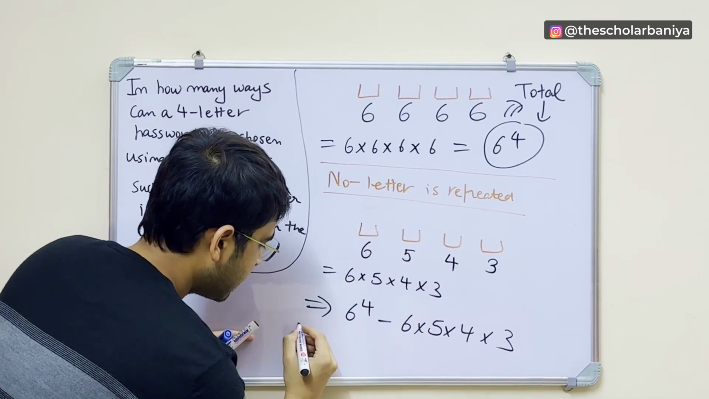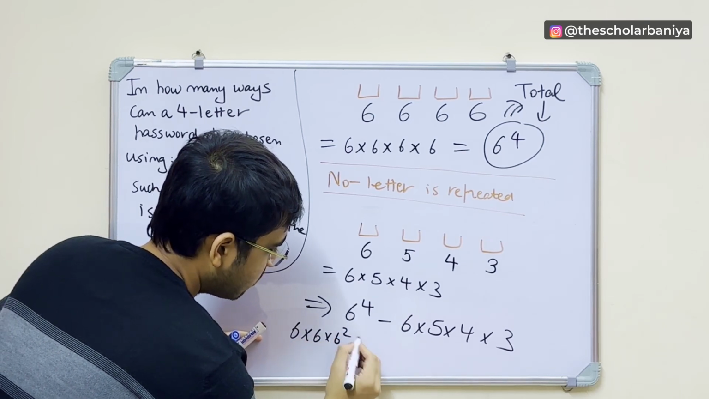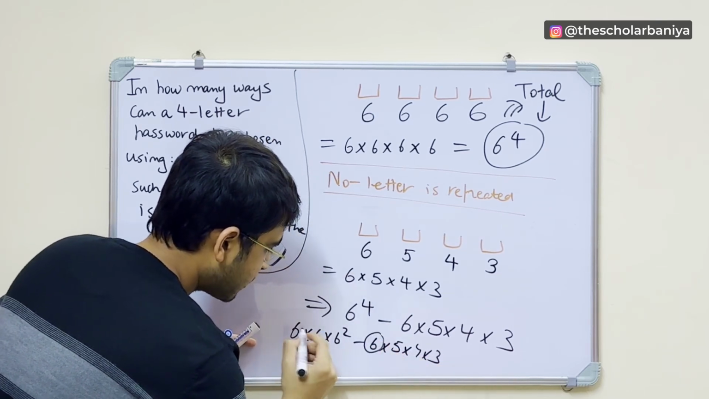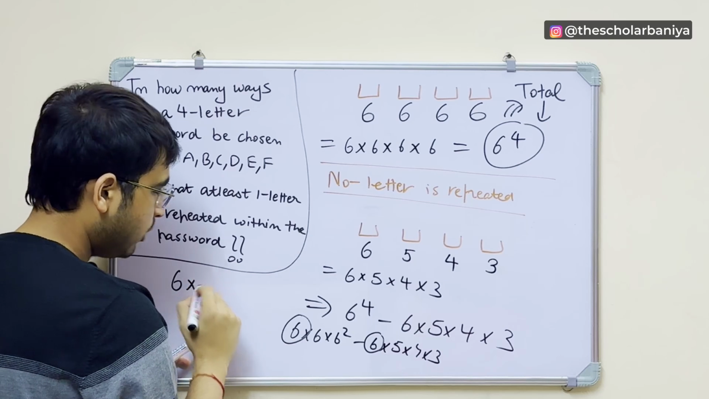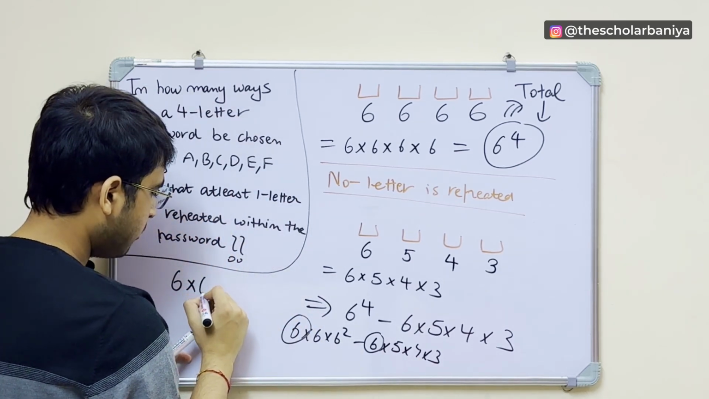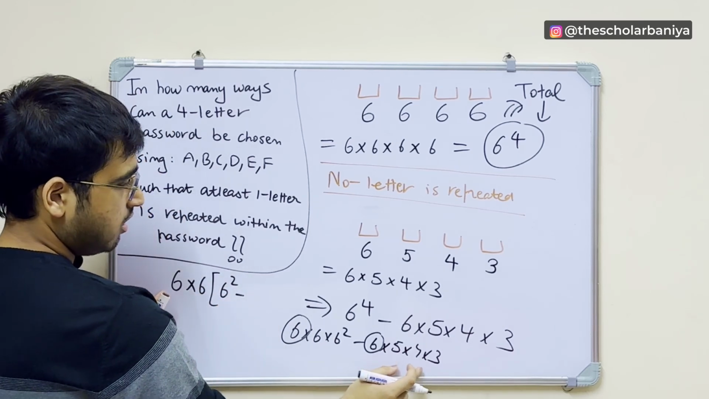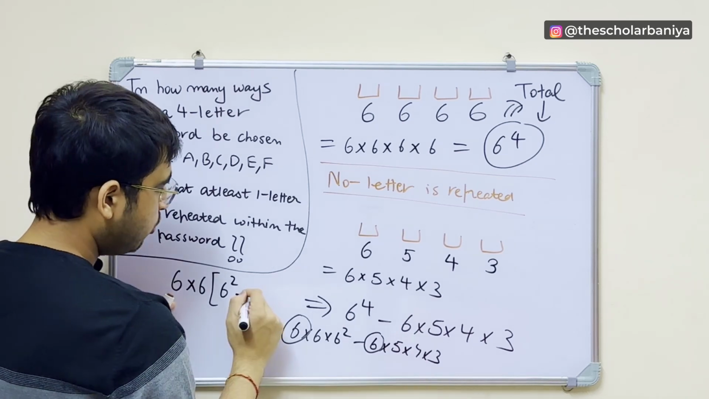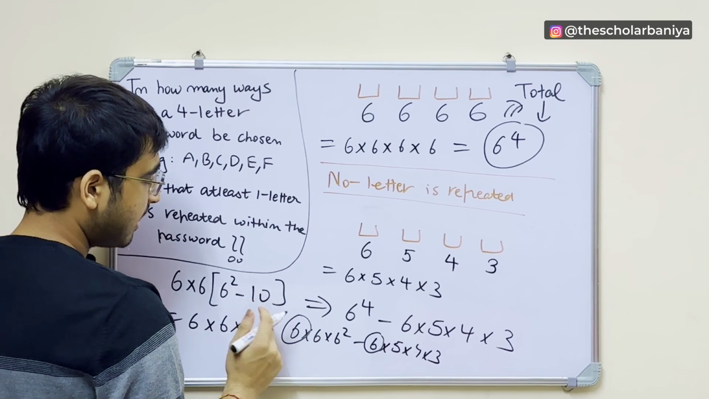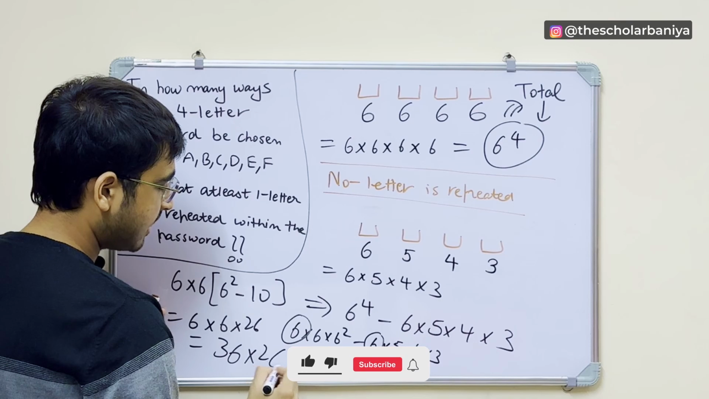So you can write this as 6 into 6 square minus 6 into 5 into 4 into 3. So you can take this 6 common. So 6 is over here into, this is 12, right? So you can take again a 6 common. So what will be left? The 6 square minus, 4 3s are 12 into 2 is 10, right? So 6 into 6 is 36 minus 10 is 26. So your final answer becomes 36 into 26.